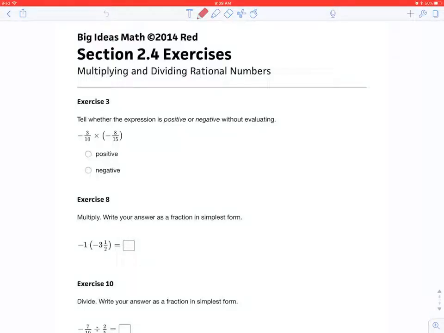Good morning, everybody. This video is going to be going over the 2.4 exercise that you're doing in class. Hopefully some of you have already finished this up, but if you're still working on it, that's okay. I'm going to be walking you through it here on the 2.4 video.